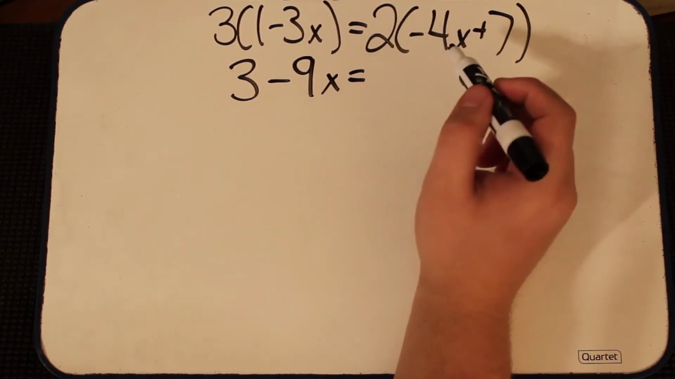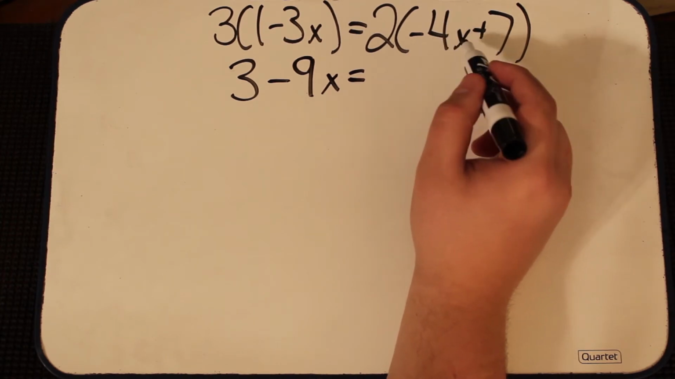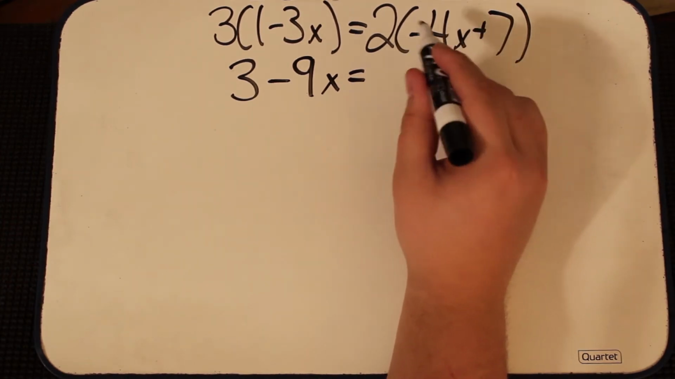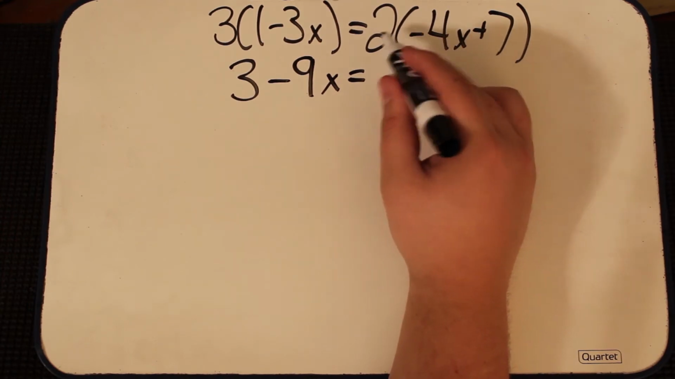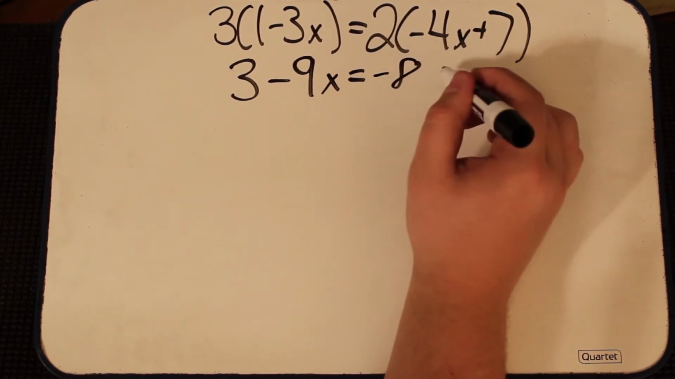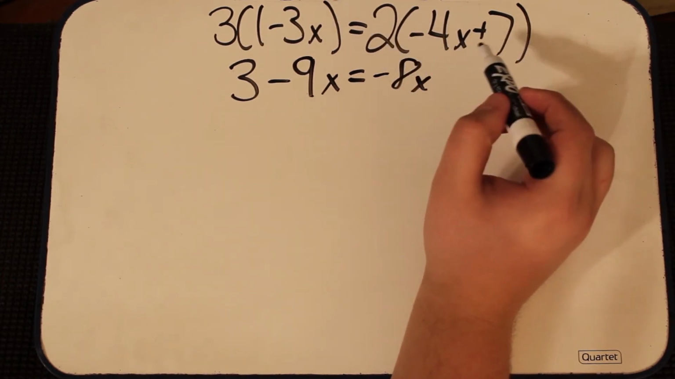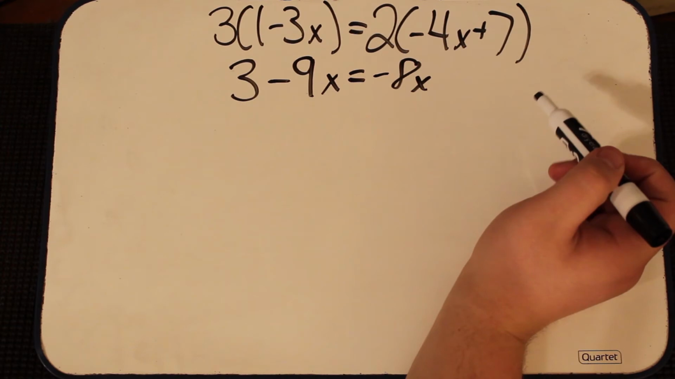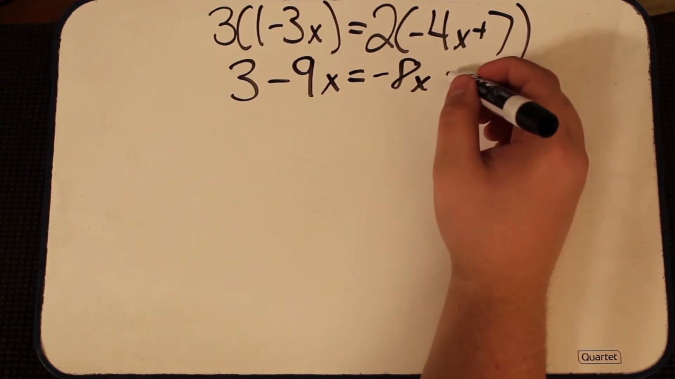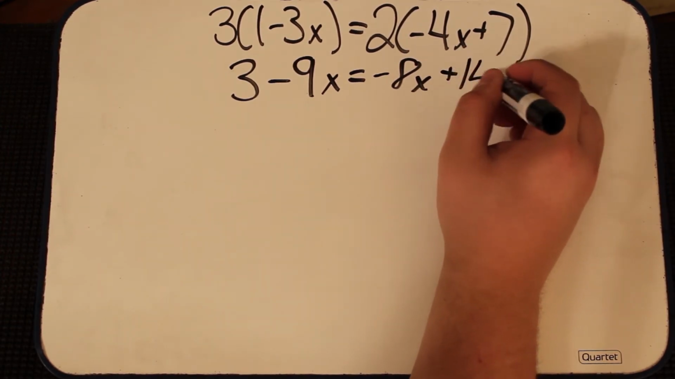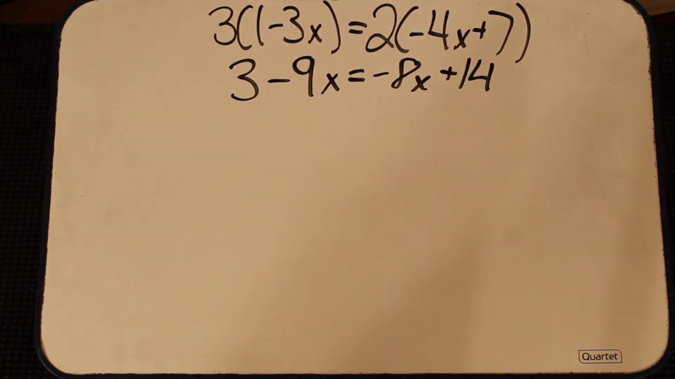Next thing I'm going to do is distribute this 2. When I take 2 times negative 4x, I multiply my coefficients, which would be 2 and negative 4, and get negative 8, keep my variable. Then I have 2 times positive 7, which is simply positive 14. Now I have an equation that looks like the ones we were doing before. So, let's move things to the different sides that they need to be on.